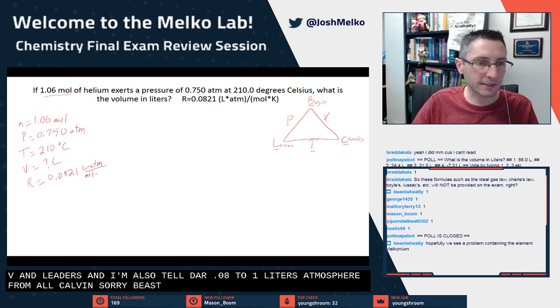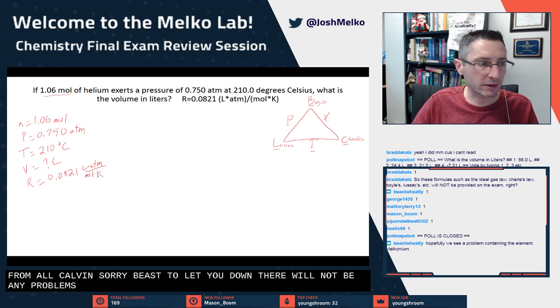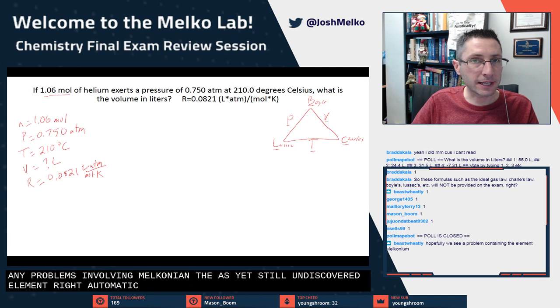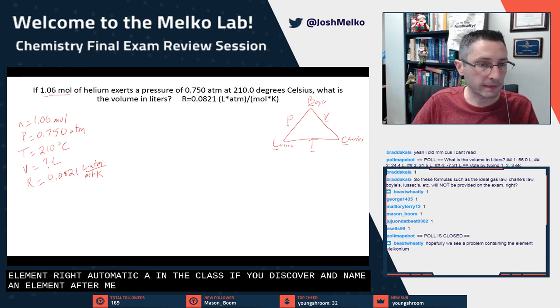Sorry, Beast, to let you down. There will not be any problems involving melconium, the as yet still undiscovered element. Automatic A in the class if you discover and name an element after me. That will always hold for eternity.